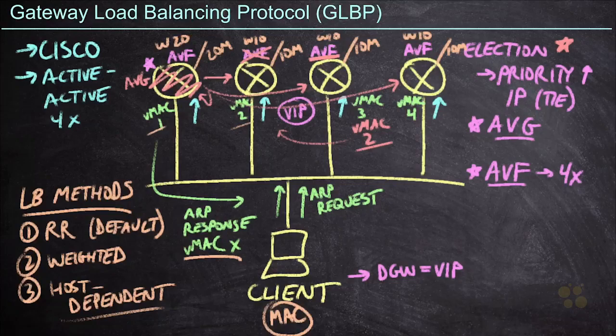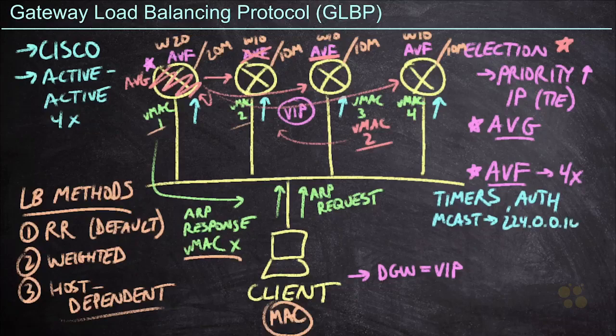So just to close out the GLBP conversation, we do still use timers. We've got the hello and the hold timer. We also have authentication, same thing. We've got open and MD5 authentication. The multicast address we mentioned in the HSRP conversation, but it's going to be the same as HSRP version 2, which is 224.0.0.102. Cisco reasons that you're not going to be running HSRP and GLBP at the same time, and so, hey, why not use the same address for them?